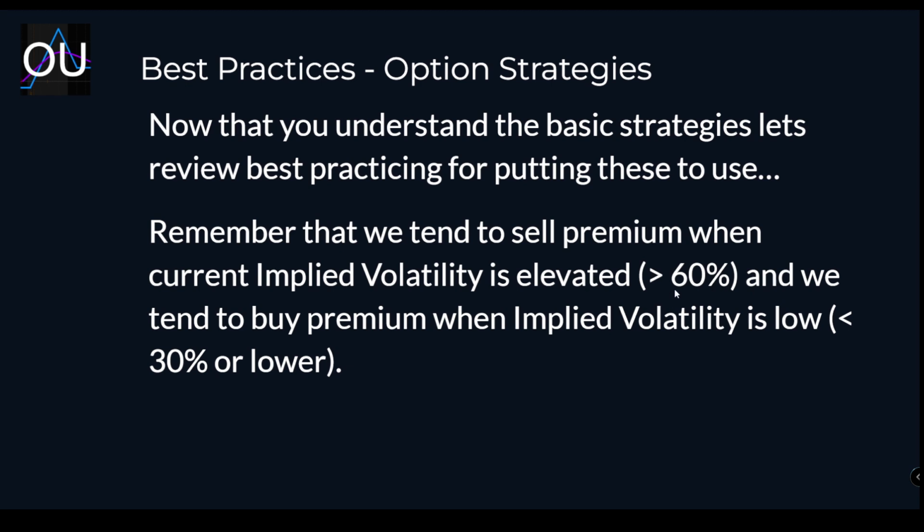A lot of people, Tasty Trade, Tastyworks, my buddies Tom and Tony, employ a strategy of greater than 60%. That's kind of hard to do in various markets, especially when the S&P and the VIX is low. But nevertheless, you try to sell premium when implied volatility is elevated, and we tend to buy premium when implied volatility is low, at 30% or lower. And the combination of those two strategies is going to keep you at maximum profit.